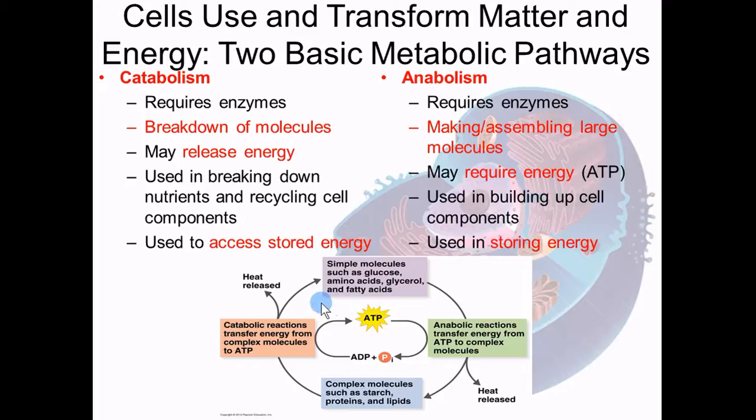And here you can see this pathway. So we'll start with this complex molecule like a carbohydrate, a starch. You break it down during catabolism, you release some heat, and you release some energy. Well, whatever's left over, you can store it for later through anabolism, so that when you need it later, you just re-release it, break it down, and use it.